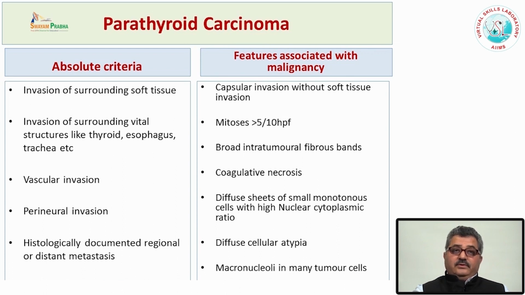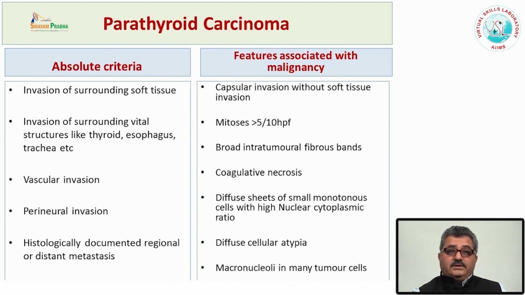Therefore, it is very important to remember the criteria for vascular invasion. There should be attachment of the thrombus or the tumor cells to the endothelial cells, and it should be outside the capsule. Perineural invasion is also a feature which is more in favor of carcinoma. The most important and definitive feature is metastasis in the regional lymph node or the distant organs.